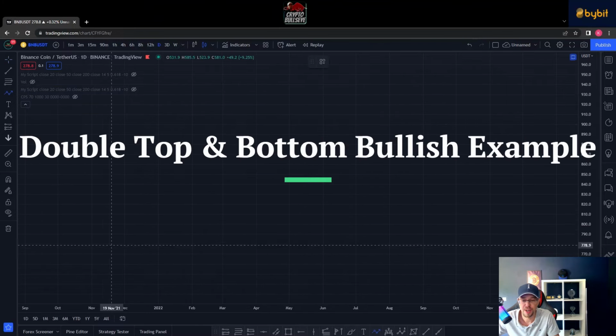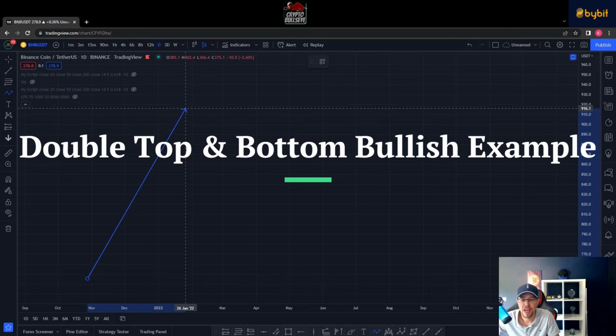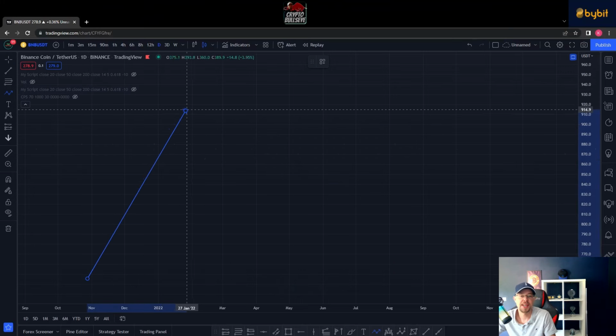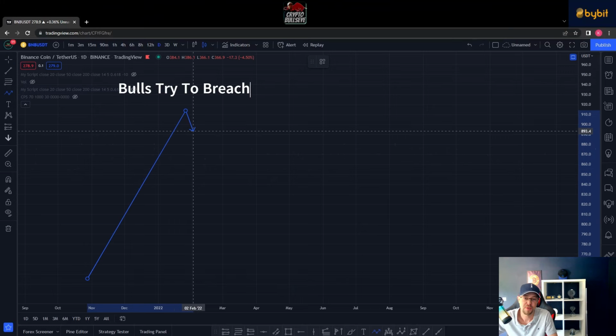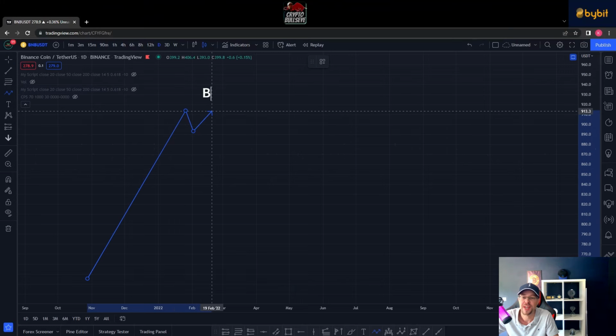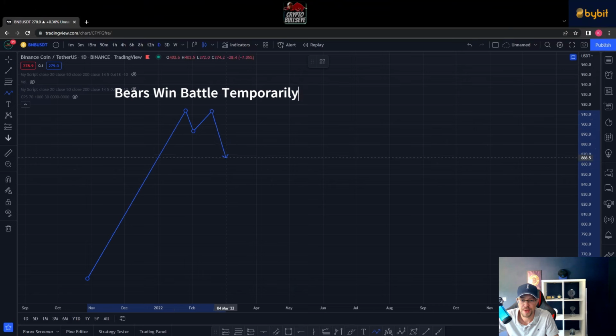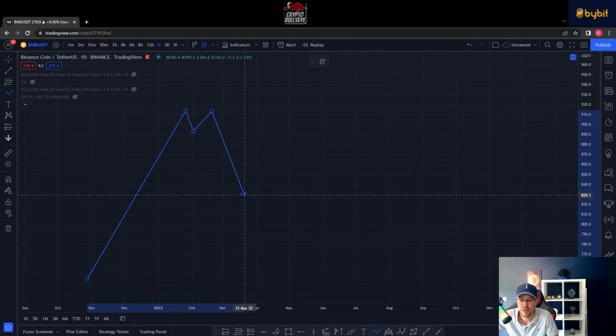You've got your move to the upside and you've got prices reacted at this level. You'll see this everywhere on the charts. Go through the charts and have a look and identify double tops and double bottoms in both bullish and bearish scenarios yourself. See, prices reacted at this level, had a slight pullback. Bulls are trying again to breach this level, haven't managed to, and then you'll see that you do get that pullback.